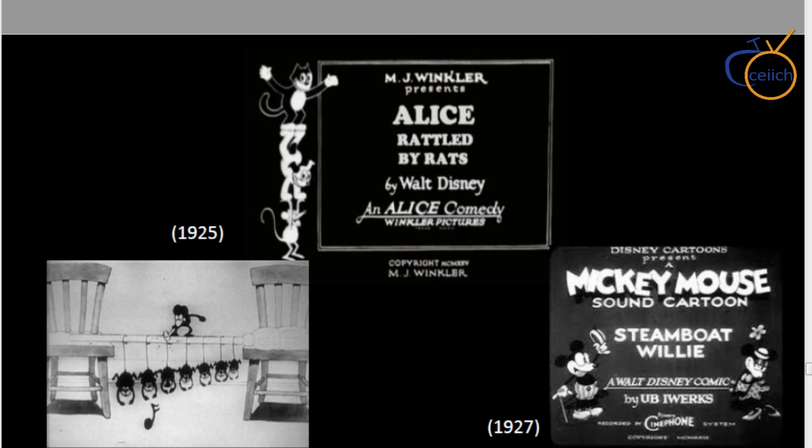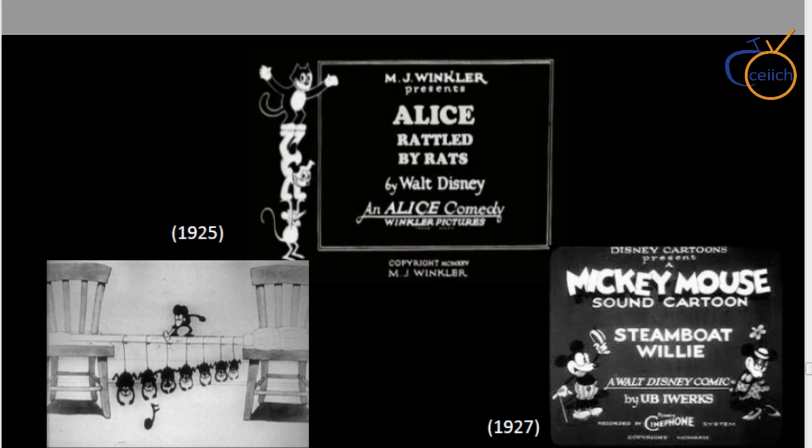So Disney had a series called the Alice comedy cartoons, and there was one episode, Alice Rattled by Rats, and that came out in 1925, and that was before Mickey made his debut in 1927 in the famous movie Steamboat Willie. So here you see a picture from Alice Rattled by Rats, and there's not a large difference between the way the rat is portrayed here and how Mickey looks later on. Of course, Mickey takes on many different appearances over the decades. And there are some interesting analyses about how Mickey has changed over time and why that might be because of social conditions that promote a different image for Mickey.